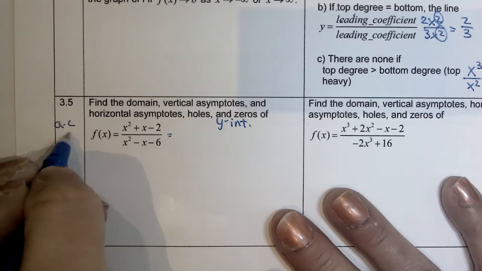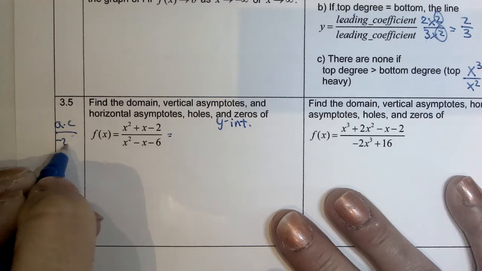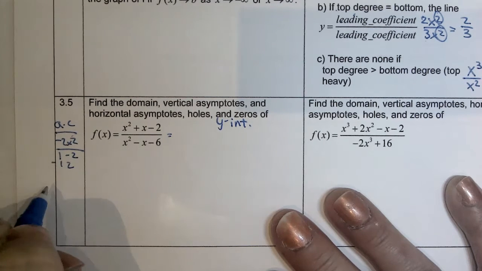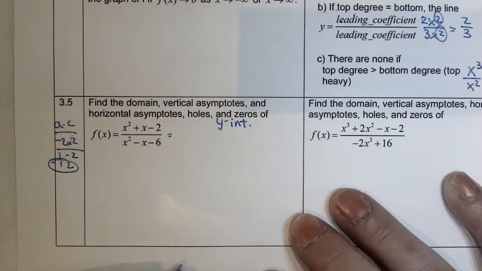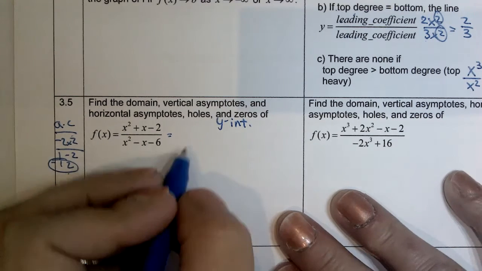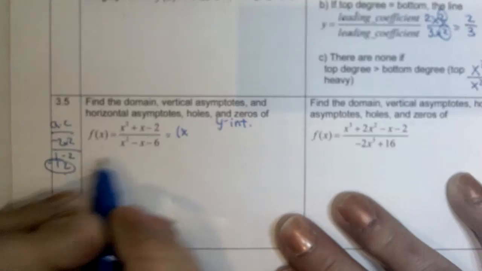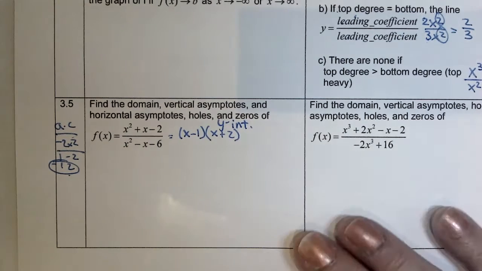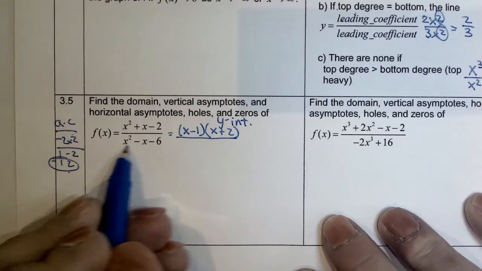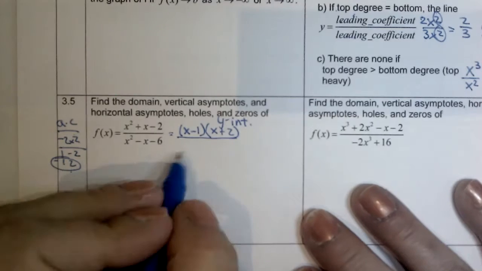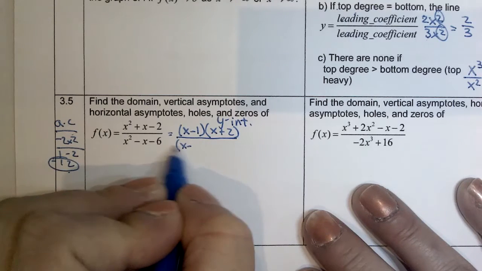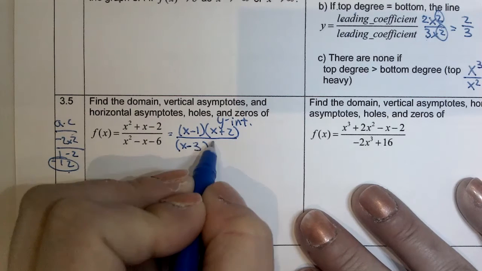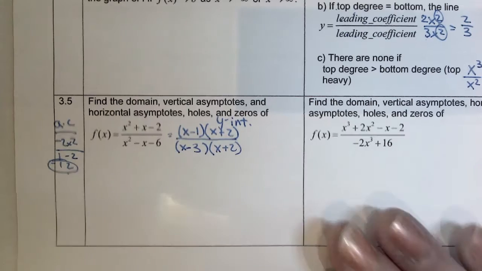So now I'm going to multiply my a times my c. I get negative 2x squared. And there I'm going to get 1 and negative 2 and negative 1 and 2. And the pair is going to be this one. Okay, I can plug it in, do my factor by grouping, and I'm going to wind up with x minus 1 and x plus 2. Okay. Now I need to factor the denominator, so I'm going to do that the same way. And after I've factored it, I'm going to get x minus 3 and x plus 2.